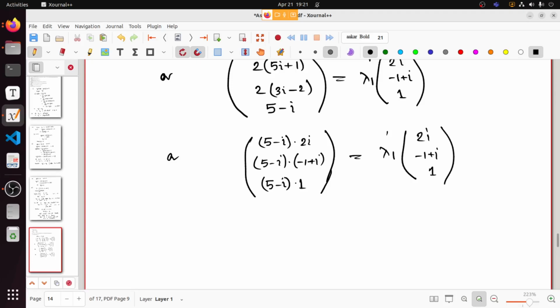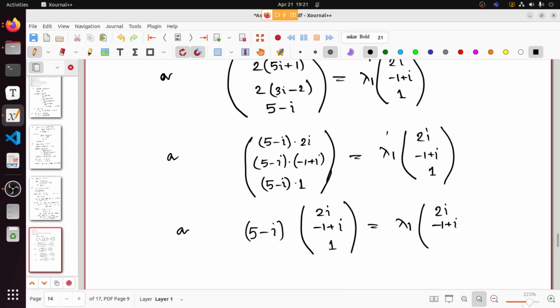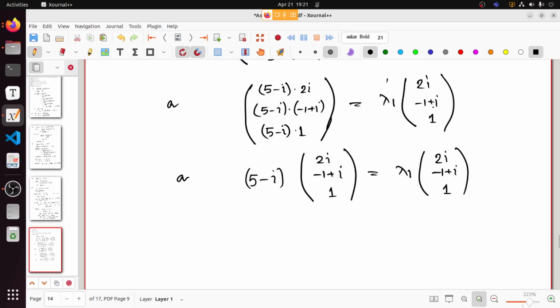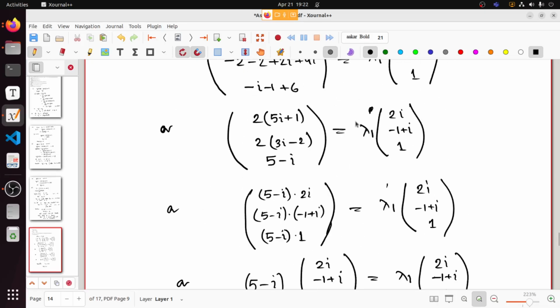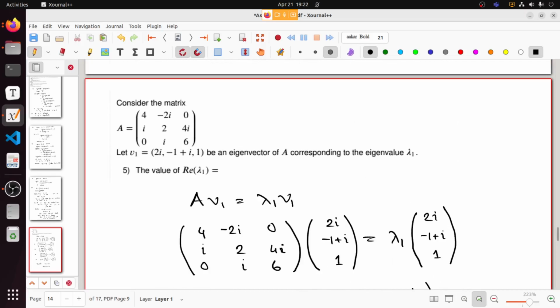So then 5 minus i will be outside, and it will be 2i, minus 1 plus i, 1. So this is lambda 1 times 2i, minus 1 plus i, and 1. Therefore lambda 1 is 5 minus i. So the real part of lambda 1 is 5, which is what we have to find. So 5 is the answer. Okay, so question number 5 is done.